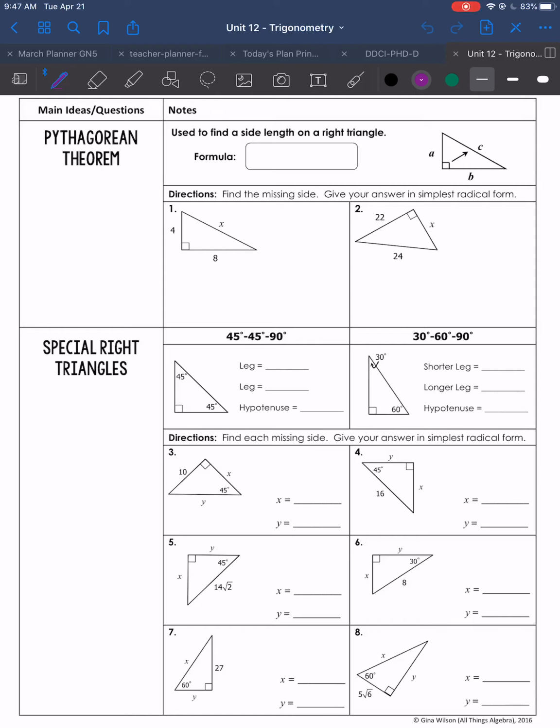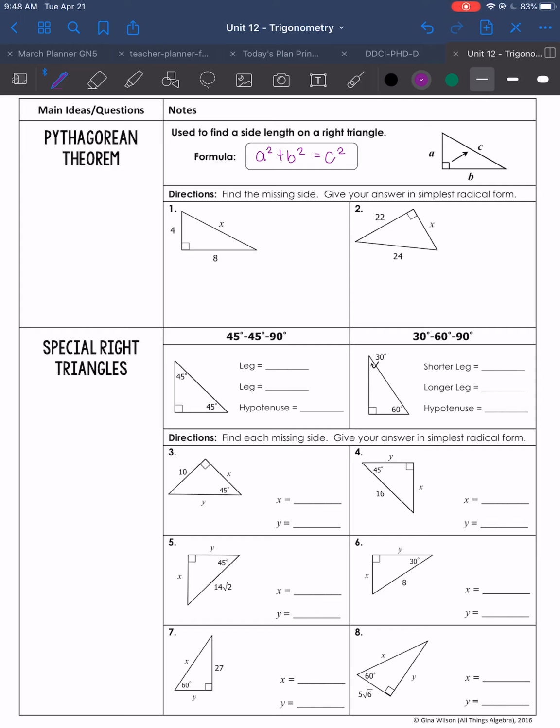In this video, we're going to talk about Pythagorean theorem, special right triangles, trigonometric functions, and trig ratios of special angles. So, if you remember, your Pythagorean theorem is a squared plus b squared equals c squared. And then you're going to find the missing side.